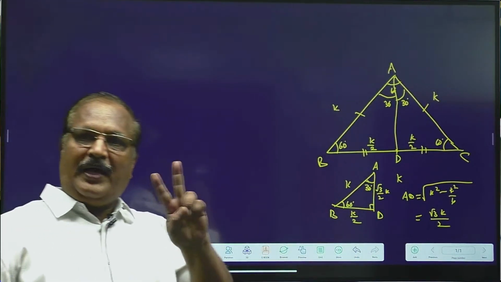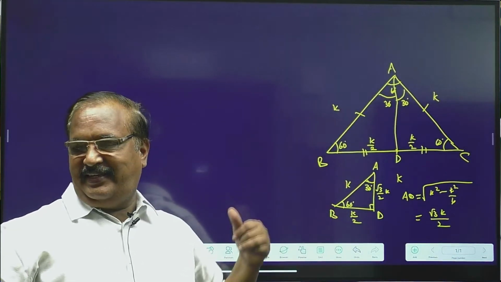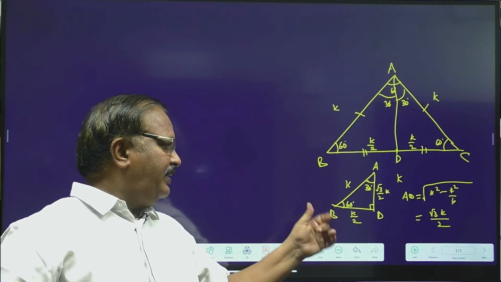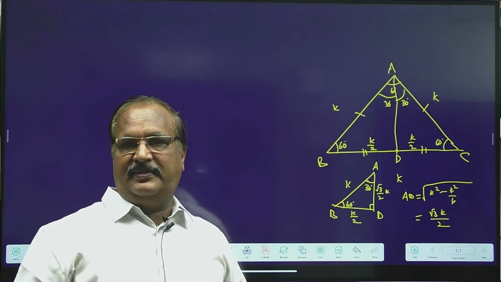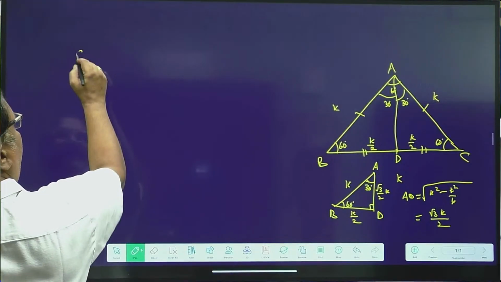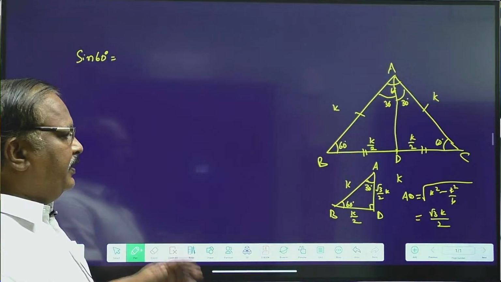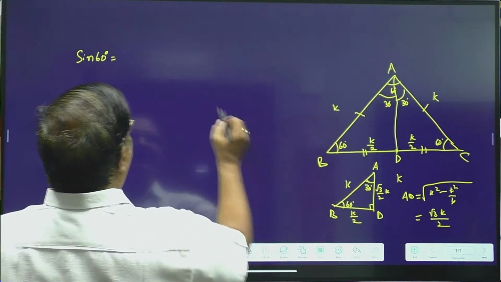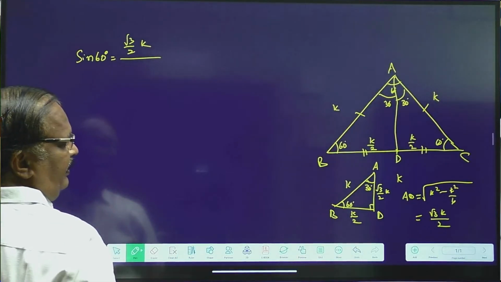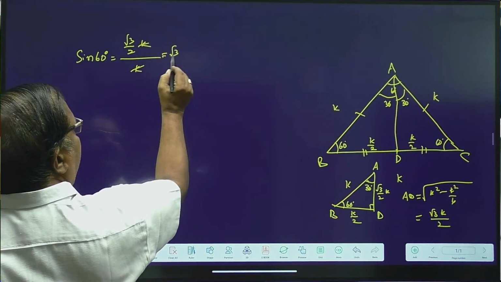Now in this, two angles have come. One angle is 30 degrees, one angle is 60 degrees. So 45 degrees have already come, and now we are getting 60 degrees and 30 degrees. Let us find out sine 60 degrees. Opposite side by hypotenuse. Opposite side is AD, that is root 3 by 2 k, by hypotenuse k. So k will get cancelled. It is equal to root 3 by 2.